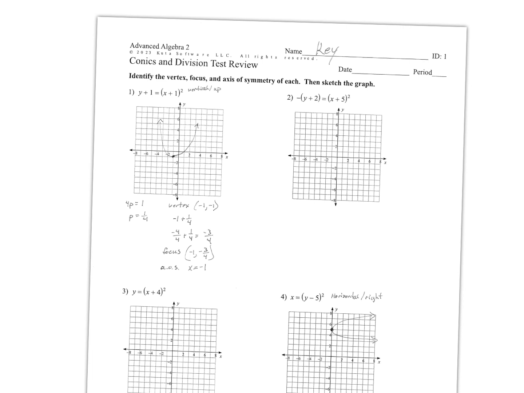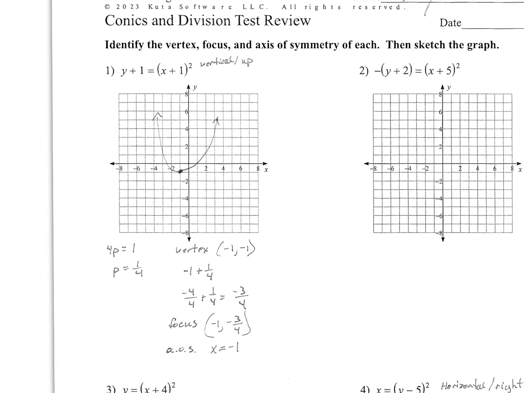All right, in this video, we're going to be taking a look at the conics and division test review questions that I have worked on. So let's start with number one. Here, basically, you're being asked to identify the vertex, the focus, and the axis of symmetry, and then go ahead and sketch the graph. So here, you're given an equation.